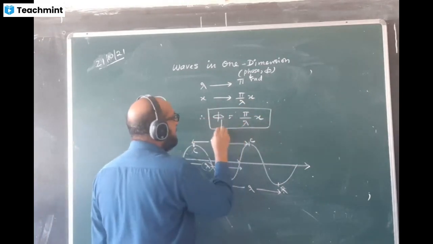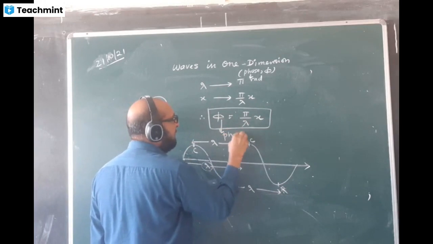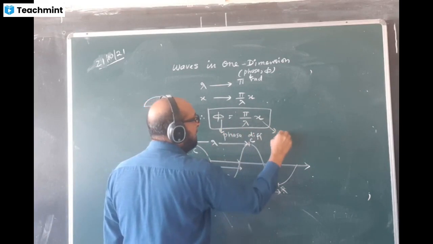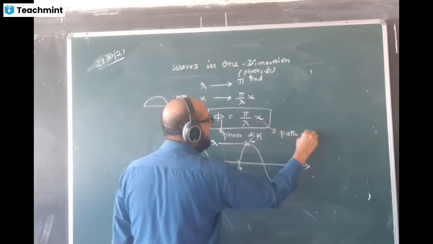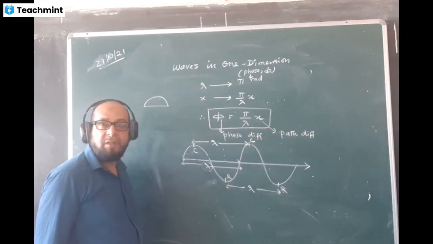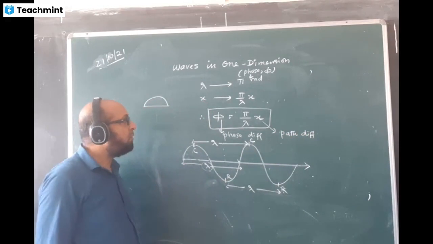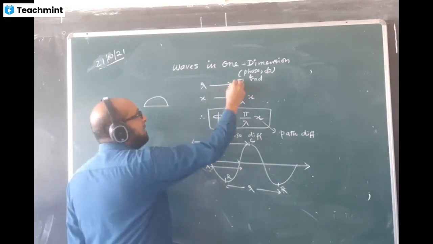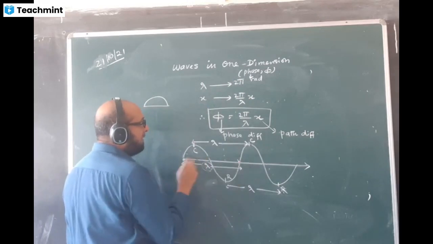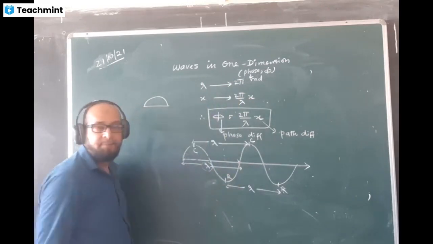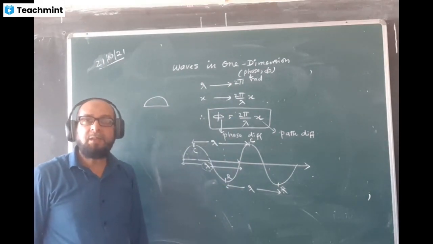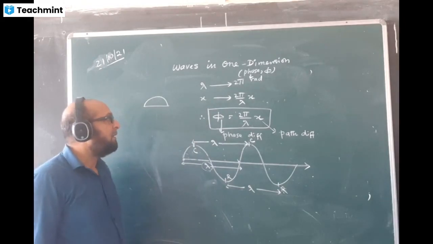This phi we can call phase difference, and this x we can call path difference. Phase means angle-wise difference, and x is called path difference. So we got this formula. Sorry, I made one mistake. This is 2 pi. When total length is lambda, the angle is 360 degree. 360 degree means 2 pi. Pi is 180 degree, so 2 pi is 360 degree.